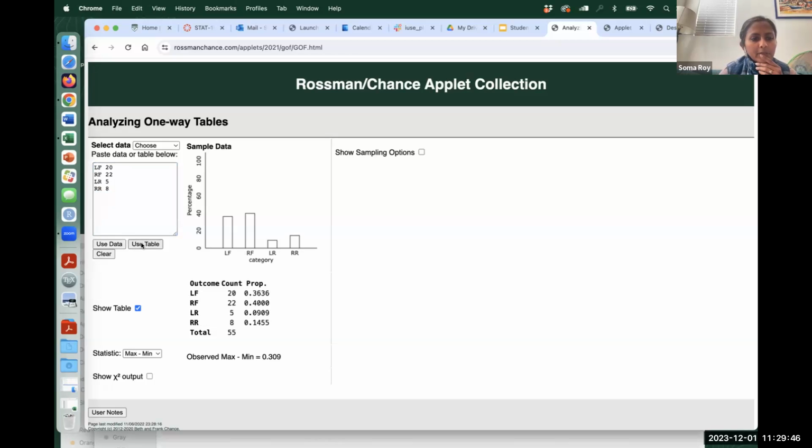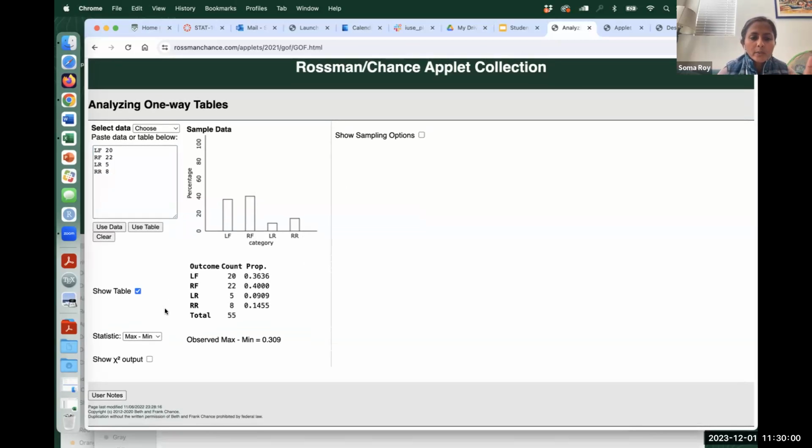If I say use table, it kind of gives me the observed counts, the distribution of the observed counts. I can do the same kinds of things with the shuffling. But here, what we're looking at is some choices. So I want to talk to you a little bit about this before I go on to something else. So here are the observed counts. Here are the observed percentages for the various choices. You can choose your statistic. You can choose your statistic to be the max minus min. So what was the most popular choice versus the least popular choice? So that's the difference between the proportions of the most popular and the least popular.